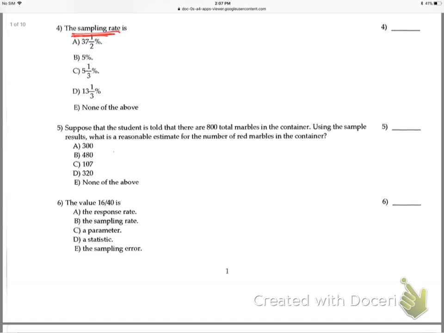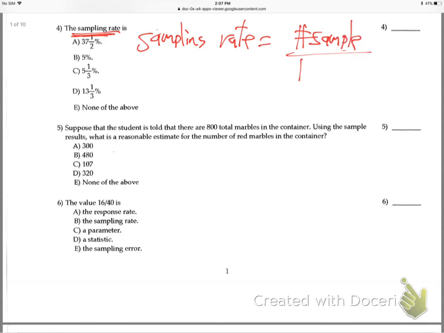Sampling rate, rate equals what percent? Well, I'm going to just give you a little formula. What number in the sample over total number in the population? It's what portion of the whole group are you selecting?